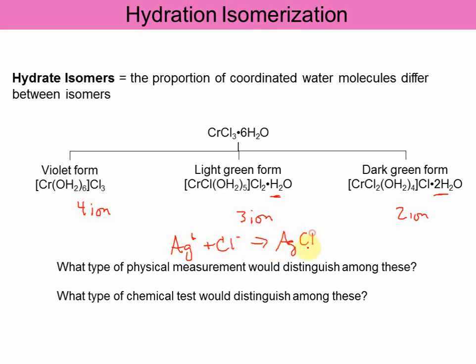And what I can do is I can measure out how much silver was added and the amount of silver chloride that was formed. I could calculate the number of chloride ions. So it would take 3 equivalents of silver to precipitate all the chloride ions in the violet form. It would take 2 equivalents to precipitate all the chlorides in the light green form. And it would take 1 equivalent of silver to precipitate all the chlorides in the dark green form.